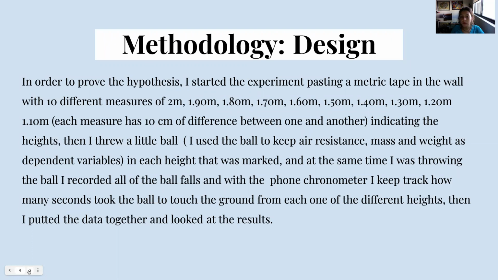Then I threw a little ball, used to keep the air resistance, mass, and weight as controlled variables, from each height that was marked. At the same time I was throwing the ball, I recorded all of the ball falls with a phone chronometer, and I kept track of how many seconds the ball took to touch the ground from each one of the different heights. Then I put the data together and looked at the results.